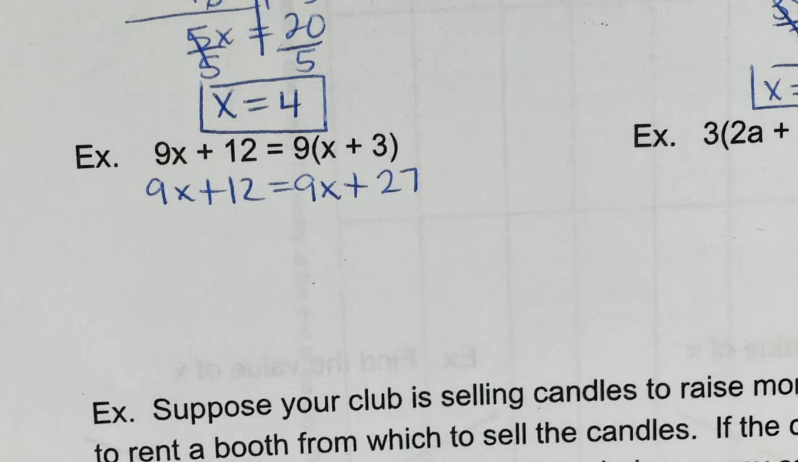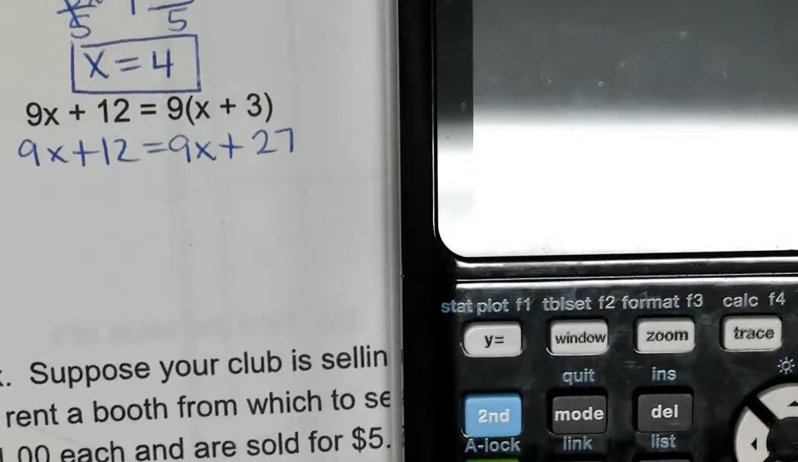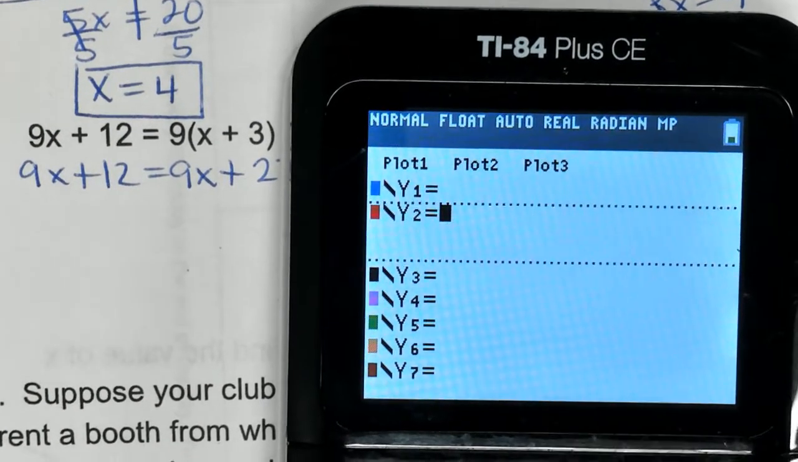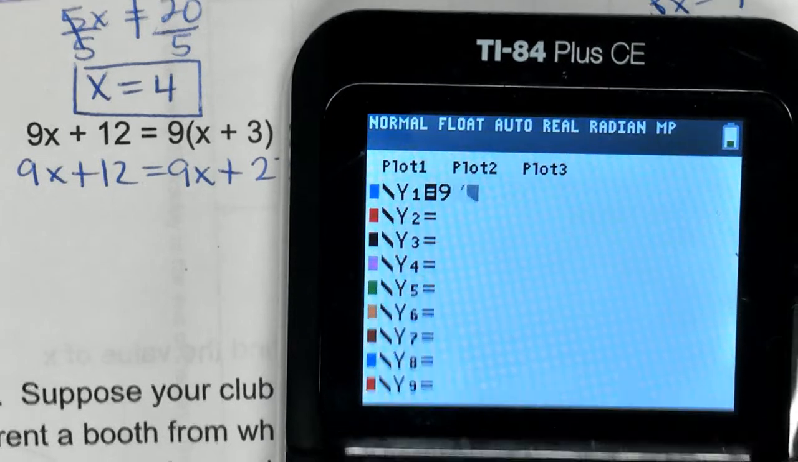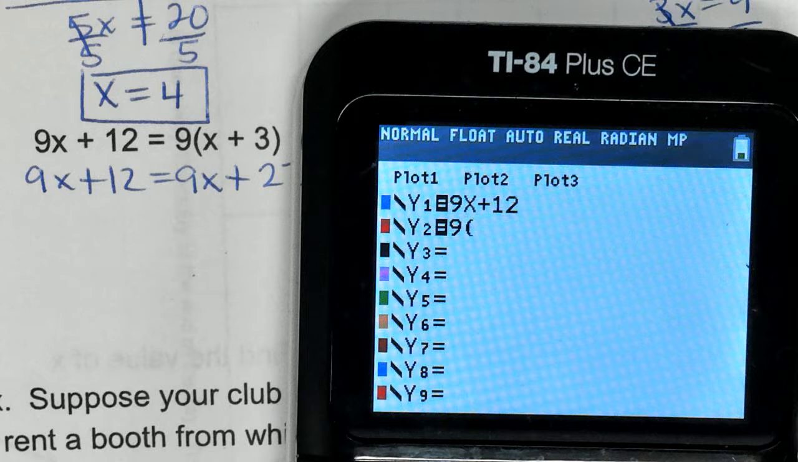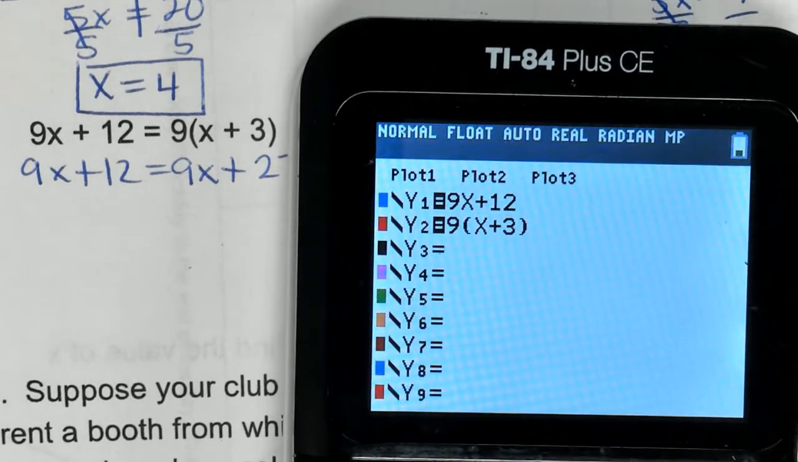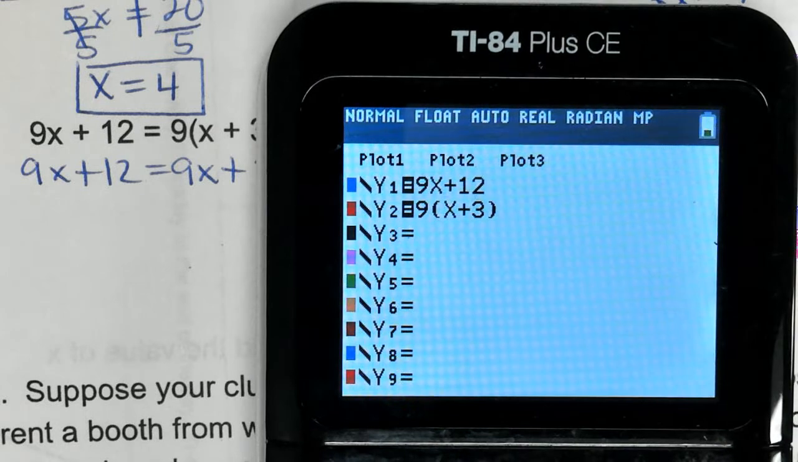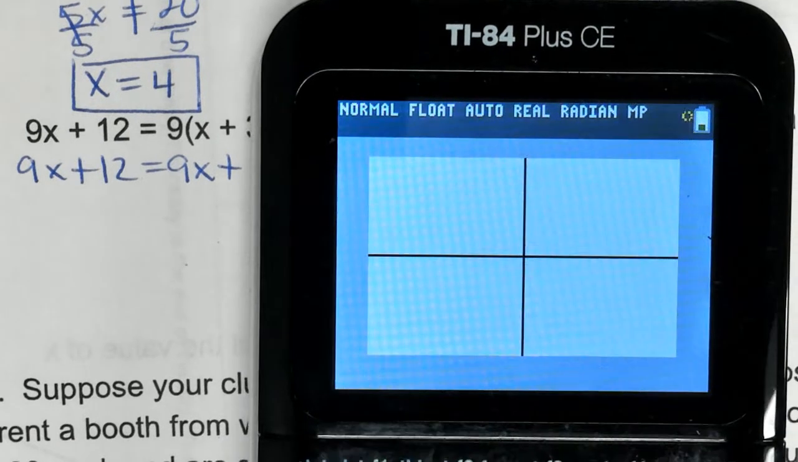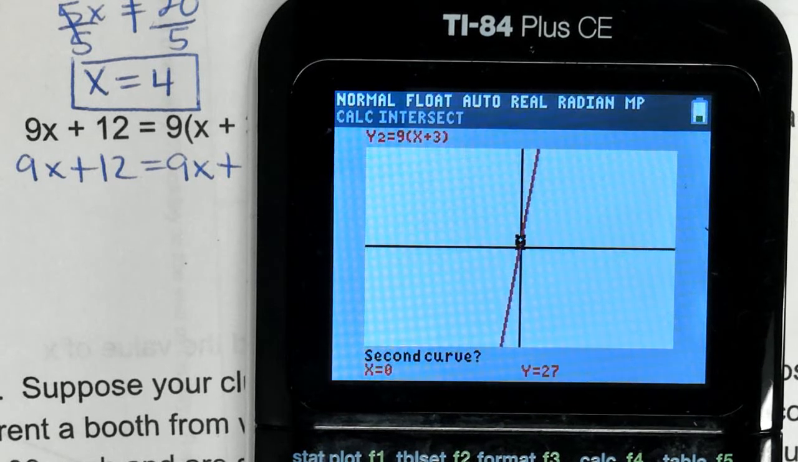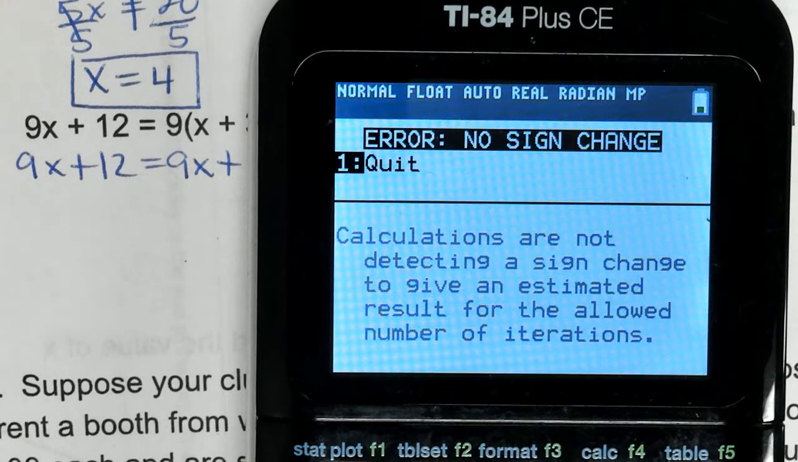Okay, put it in your calculator. Your calculator will give you an error. Even if you put it in correctly, put it in with the parentheses too. It'll do it for you. Like put in the original, 9x plus 12, and then put in 9 open parentheses x plus 3, close parentheses. Hit second trace 5. Hit enter, enter, enter, and it gave you a what?